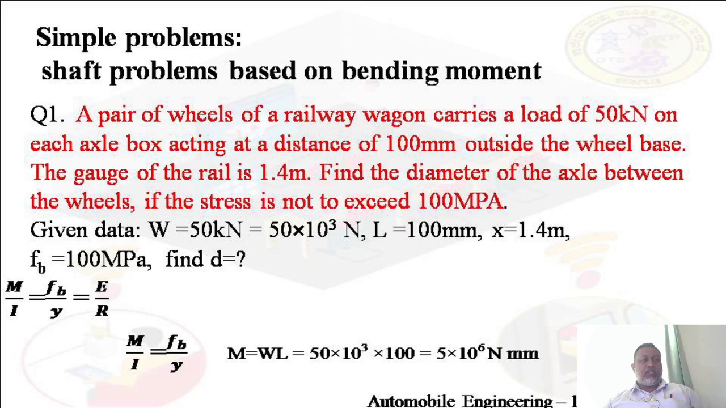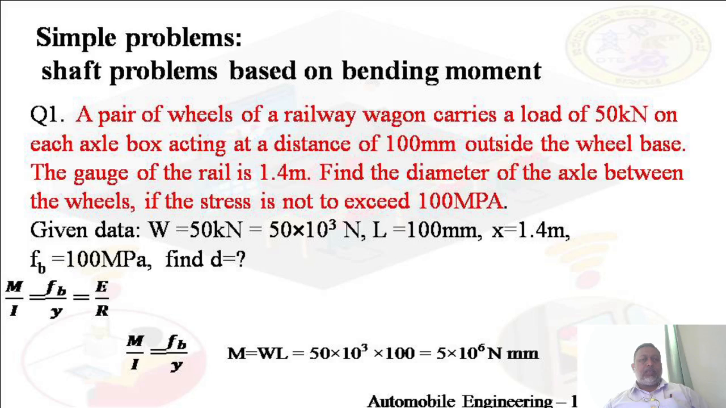The first question is: a pair of wheels of a railway wagon carries a load of 50 kN on each axle box acting at a distance of 100 mm outside the wheelbase. The gauge of the rail is 1.4 meter. Find the diameter of the axle between the wheels if the stress is not to exceed 100 megapascal. Write down the given data.